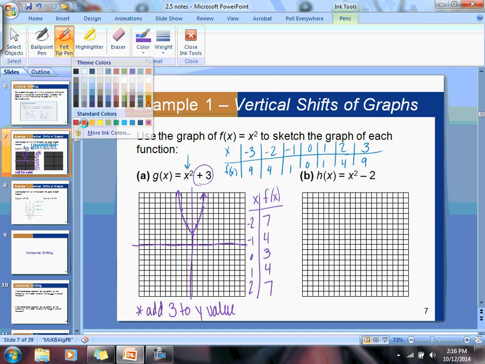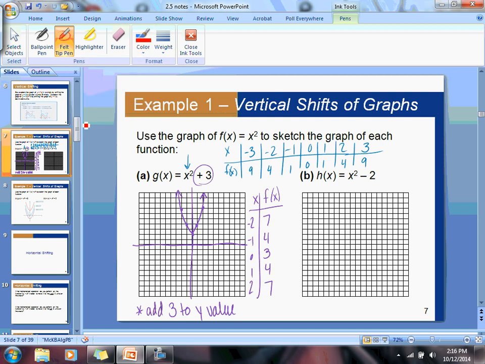And then same thing for part B. If I'm going to graph h of x equals x squared minus 2, I could go to my graphing calculator, type that equation in, get a table of values and just plot the points. Or let's try and use our knowledge now of that vertical shifting, so that we can make our table of values based off of this original function that we were starting with.